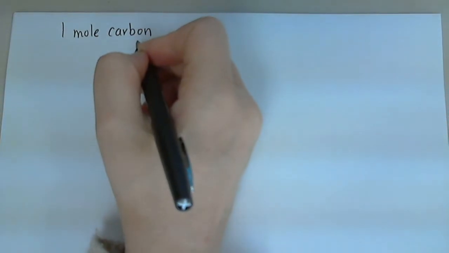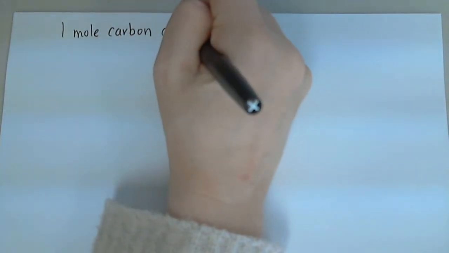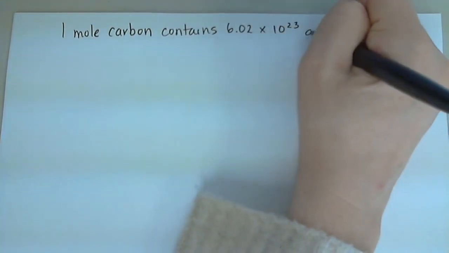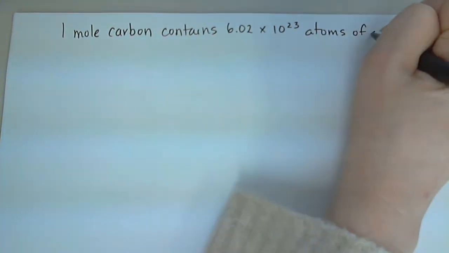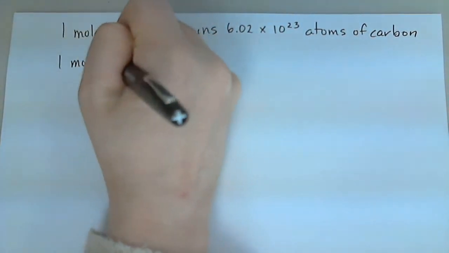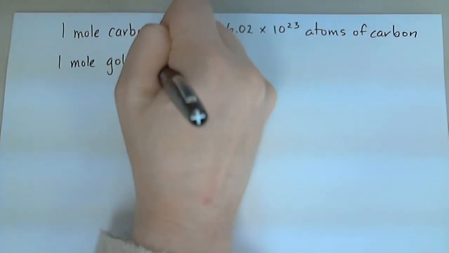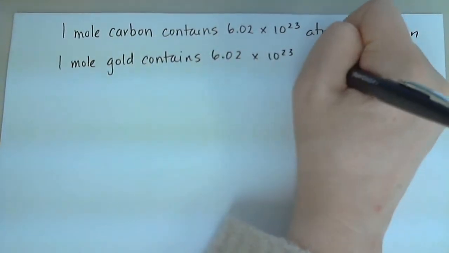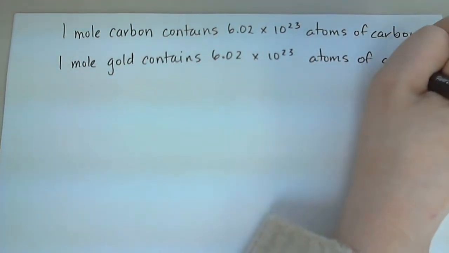Let's think about a few concrete examples. Okay? Let's consider 1 mole of carbon. In 1 mole of carbon, there are 6.02 times 10 to the 23rd atoms of carbon. Similarly, in 1 mole of, say, gold, there are 6.02 times 10 to the 23rd atoms of gold.